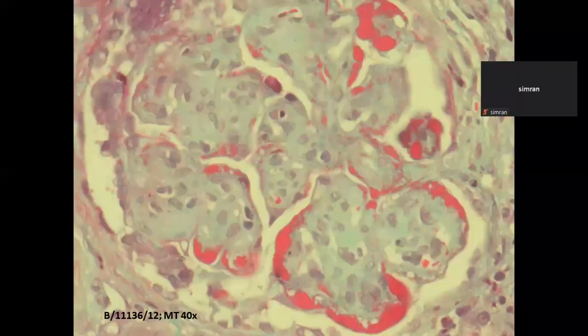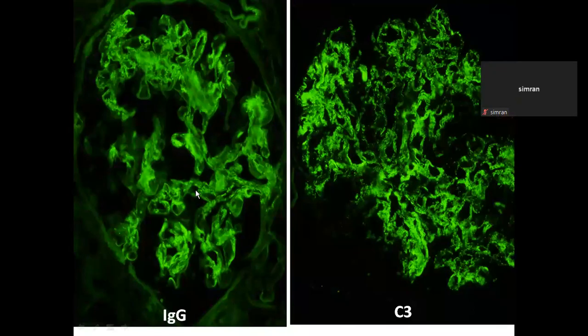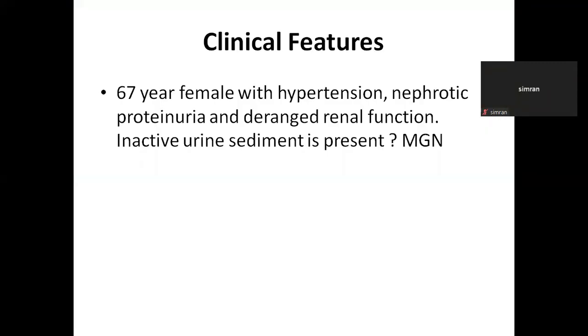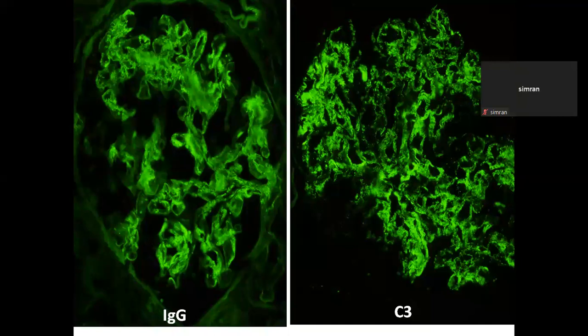And this is a Masson's trichrome stain which shows dense eosinophilic deposits, that means reddish colored deposits. So surely we are dealing with an immune complex mediated disease. But what immune complex mediated disease? If, for example, in this case there is a full house immunofluorescence pattern, then it becomes a class 4 lupus nephritis. But in this case, the immunofluorescence shows IgG and C3 only. There was no C1q.